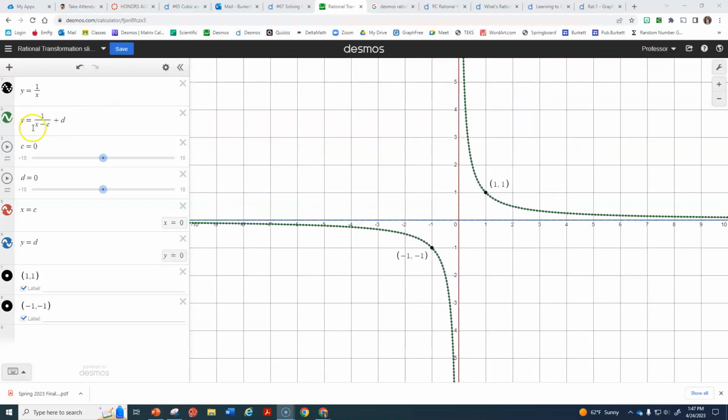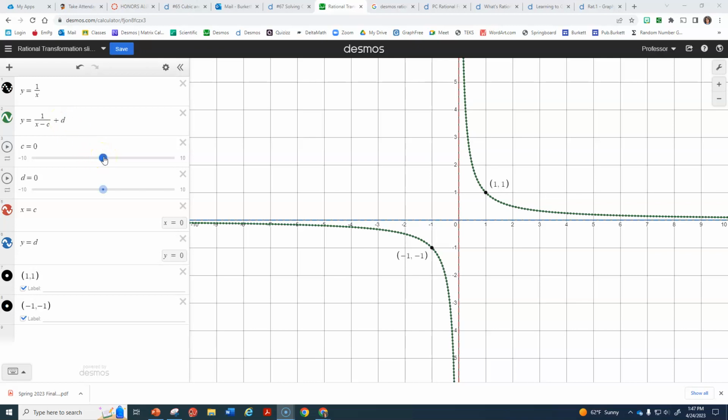All right, so now we're going to look at C and D. C and D still do the same thing that they've done all school year. C shifts it left and right. D shifts it up and down. If we shift it left and right, we're going to change the vertical asymptote and the domain. If we shift it up and down, we're going to change the horizontal asymptote and the range.